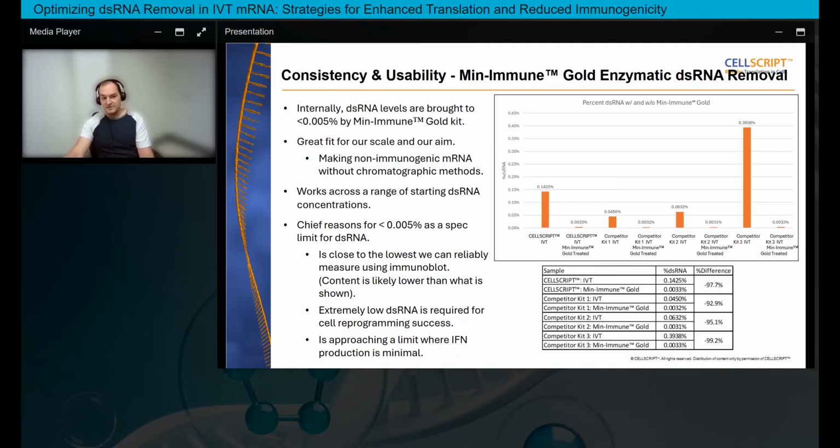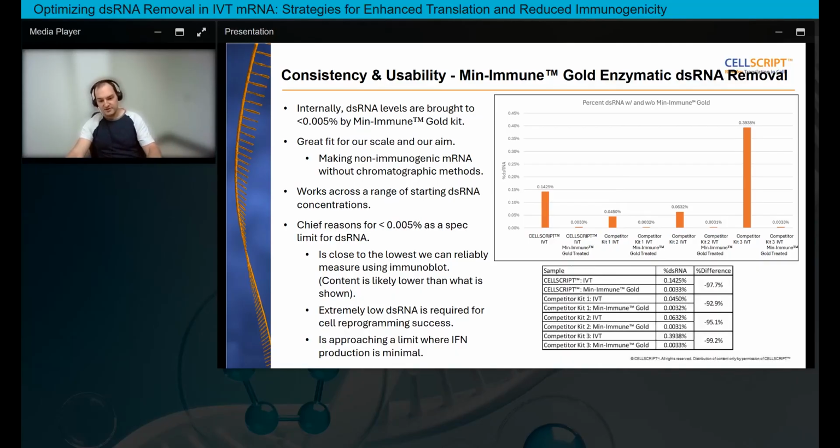And so this is really important to us: as often as possible, and for every single RNA that we can possibly do it on, to reduce double-stranded RNA low so that it could be used for everything up to CAR T cell therapy. There are some really good papers that have used MinImmune Gold-like protocols to reduce double-stranded RNA for CAR T cell therapy, and it was a huge difference even when compared to things like base substitution.